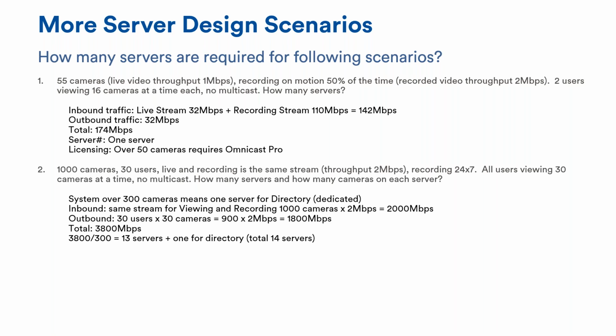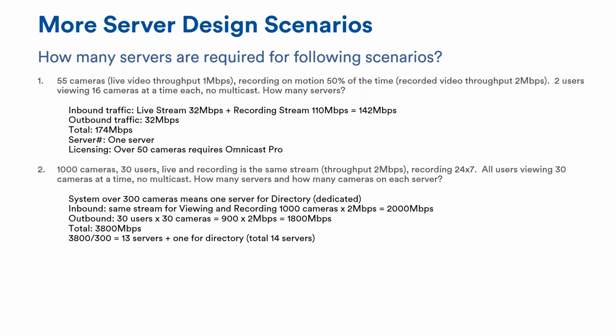And then we have 30 users, each requesting video streams from 30 cameras. That's 900 streams at 2 megabits per second. It's 1,800 megabits per second. So we have a total in this whole environment of 3,800 megabits per second.